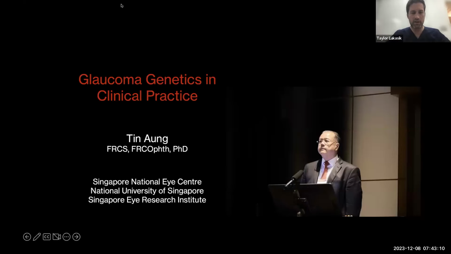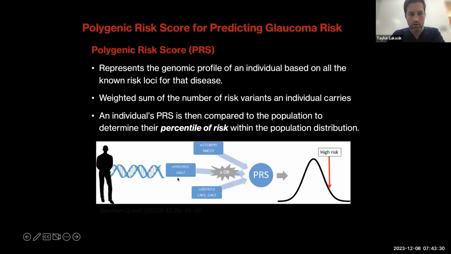Hi, my name's Taylor. I'm one of the PGY5s, and I'll present to you my pearls from the talk. So first, I'll talk to you about Dr. Ong's talk on glaucoma genetics in clinical practice. Dr. Ong is from the National University of Singapore. He talked to us about a polygenic risk score for primary open-angle glaucoma.